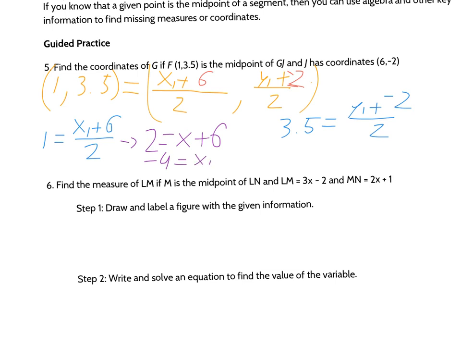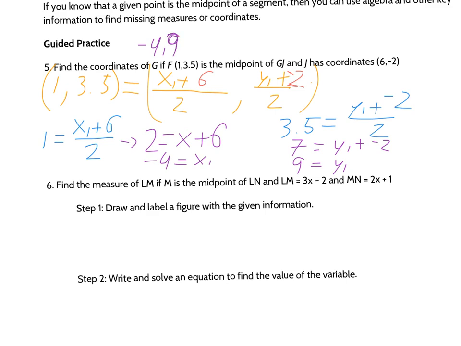Same sort of thing on the other side. I'm going to get rid of this 2 here by multiplying both sides by 2. So I'll have 7 is equal to y1 plus a -2. How do I get rid of the -2? I add 2 to both sides, which gives me 9 is equal to y1. So the coordinates of G would be (-4, 9). I swear, folks, this is a 9.